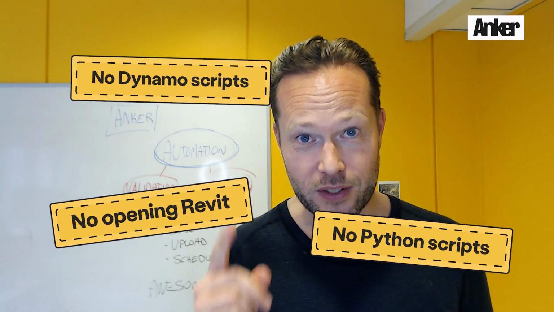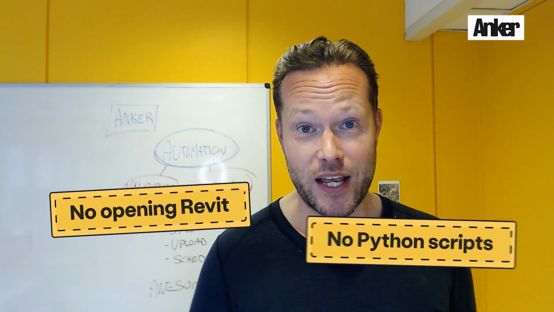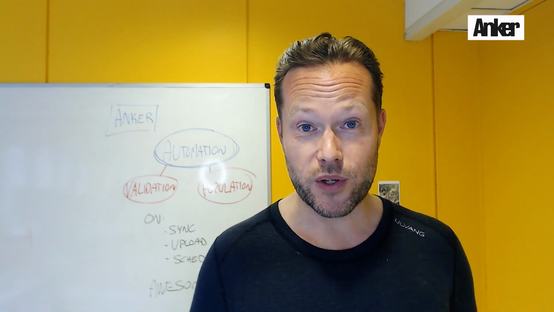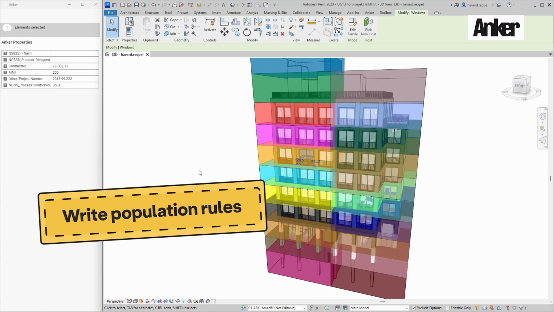Now for that to happen, we have to move the properties outside of Revit. And that is when it gets interesting. So let me show you an example of how that works today. Inside Revit, architects and engineers model their things, and then using Anker's automation algorithm and the population interface, you can write population rules, basically.